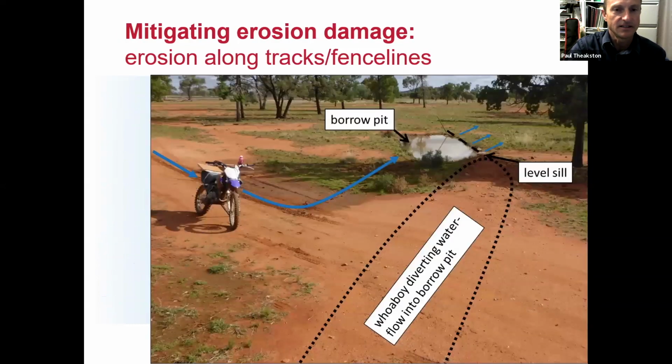And this is a fairly typical way of how I do it. Again, the Darrell Hill method, where there's a borrow pit where that water's sitting, and that's where the soils come from to build that whoa boy. And that borrow pit is also surveyed in at a level point on the downhill side. So when that fills up, it spills out on a level sill of about 10 to 15 meters wide. So it spreads the energy. So that's one way to mitigate erosion along tracks and fence lines.